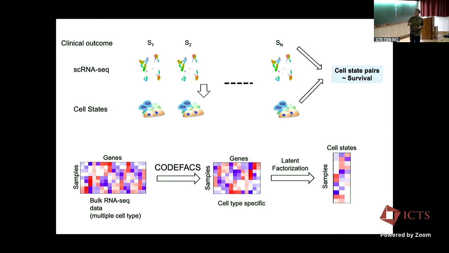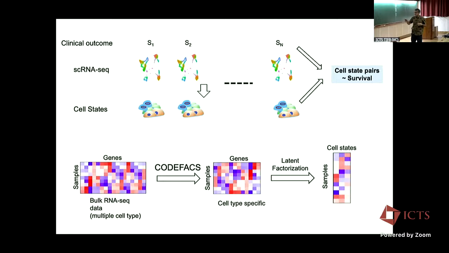What we do have is TCGA type of thing, right? We have bulk data with clinical information. So if only we could take the bulk data and from that derive single cell states of each cell type, then we would be in business. Okay? So that's what we do. And how do we do that?